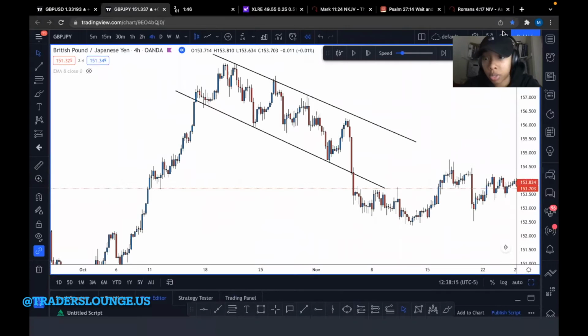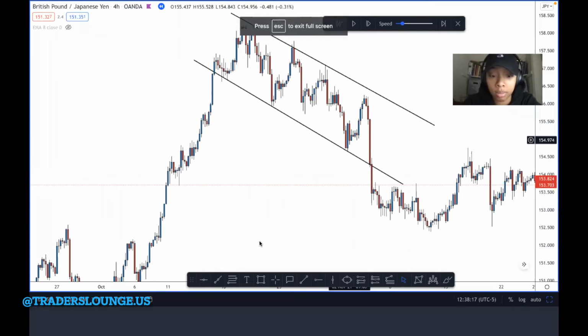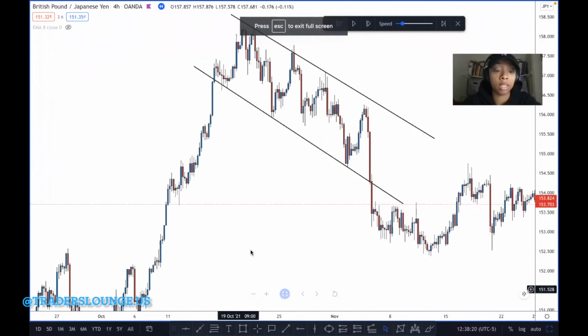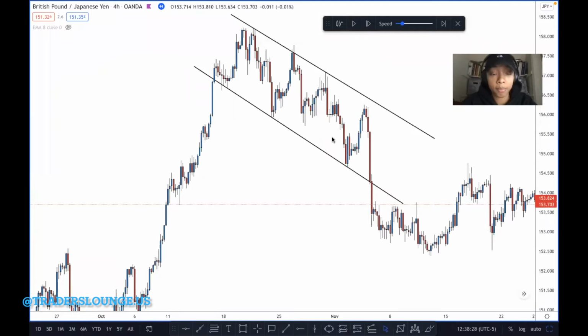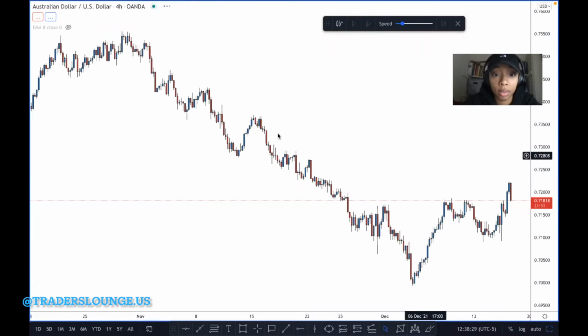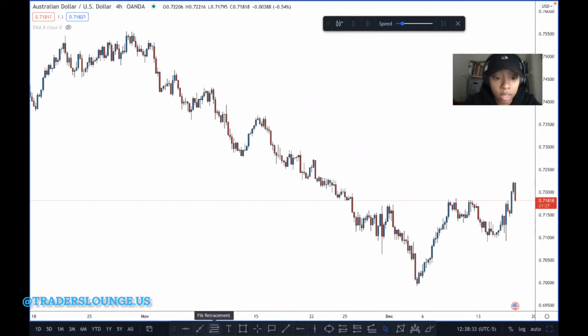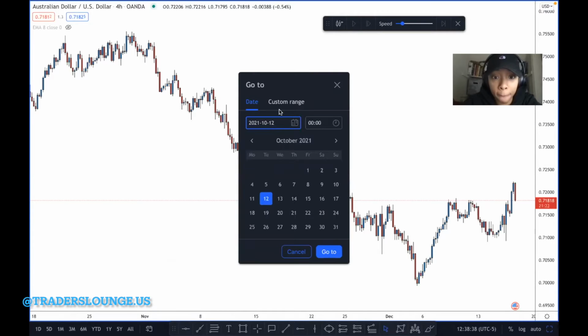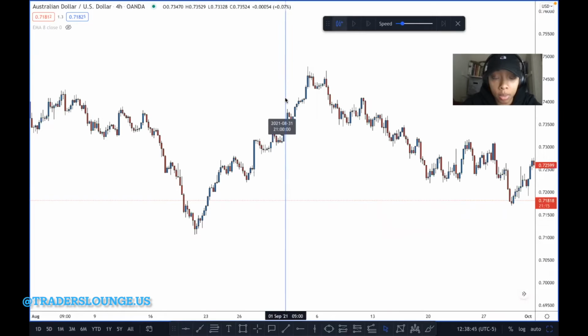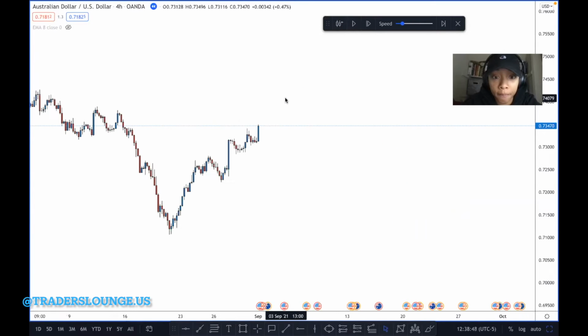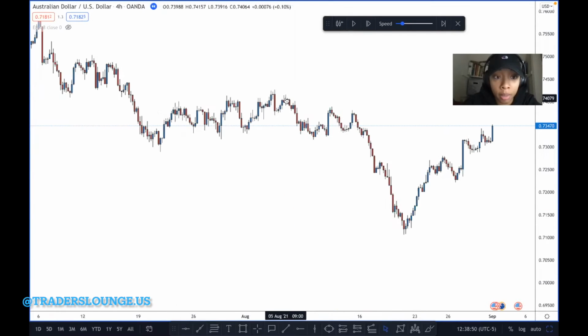So let's go to a different currency pair and try to find some more descending and ascending channels. We'll do AUD/USD. This is AUD/USD, and let's backtrack. Let's go to October, let's go to September. We'll go to September 1st, and then we'll replay. All right, so now we're going back.